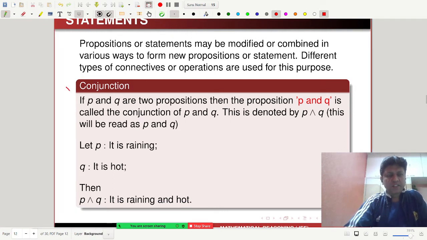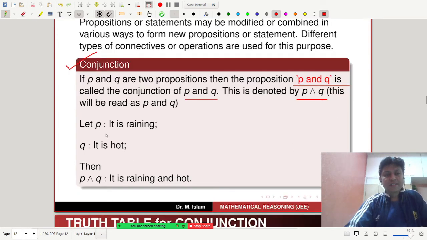The first one is conjunction. If P and Q are two propositions, then the proposition P and Q is called the conjunction of P and Q. Conjunction is a connective, and it is denoted by this type of symbol, P cap Q, sometimes called P hat Q, and it is read as P and Q. So this operation is P and Q.